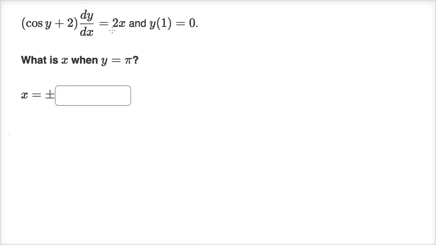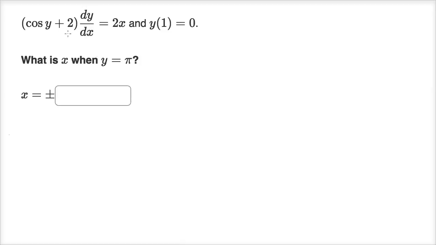We're given a differential equation right over here: cosine of y plus 2, this whole thing, times the derivative of y with respect to x, is equal to 2x. And we're given that for a particular solution, when x is equal to 1, y of 1 is equal to 0. And we're asked, what is x when y is equal to pi?